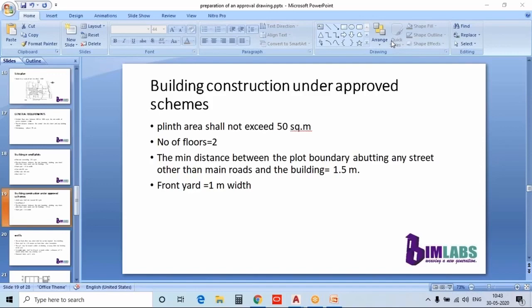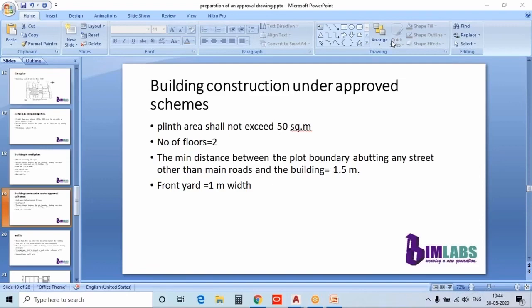And the maximum number of floors permitted is 2, and the minimum distance between the plot boundary abutting any street other than the main roads and the building is 1.5 meters, and the front yard is only 1 meter width. That is the case when you are constructing a residential building under approved schemes. The maximum number of floors is 2, and the plinth area shall not exceed 50 meters square. 50 meters square means approximately 550 square feet.